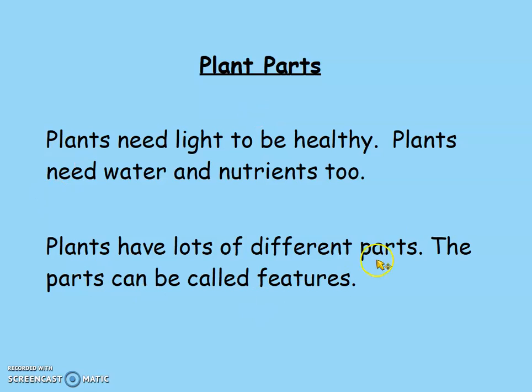All these sentences together are called the introduction. It's the part of the text that's introducing what the text is going to be about. We can see straight away from the title, which is called Plant Parts, and this sentence here that says plants have lots of different parts, that the text might be telling us about all the different plant parts. Let's read on to find out more.